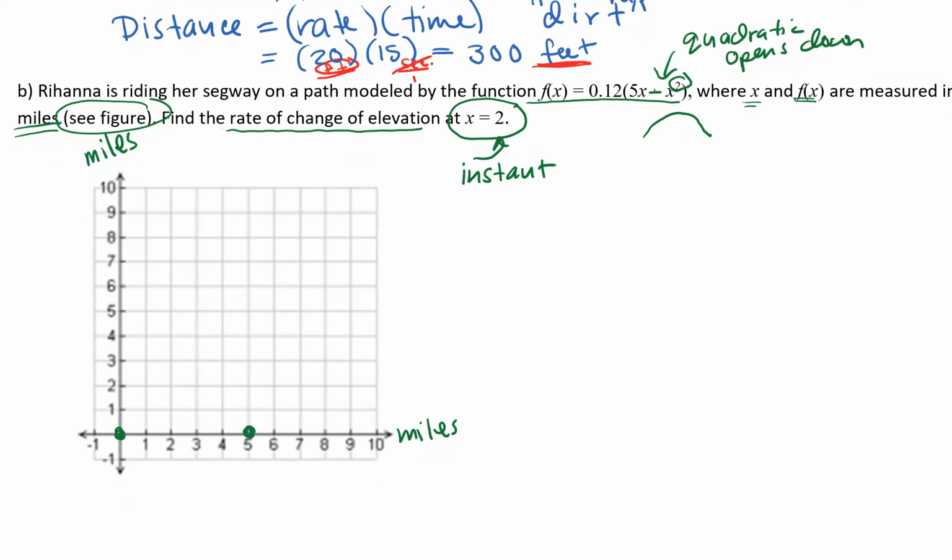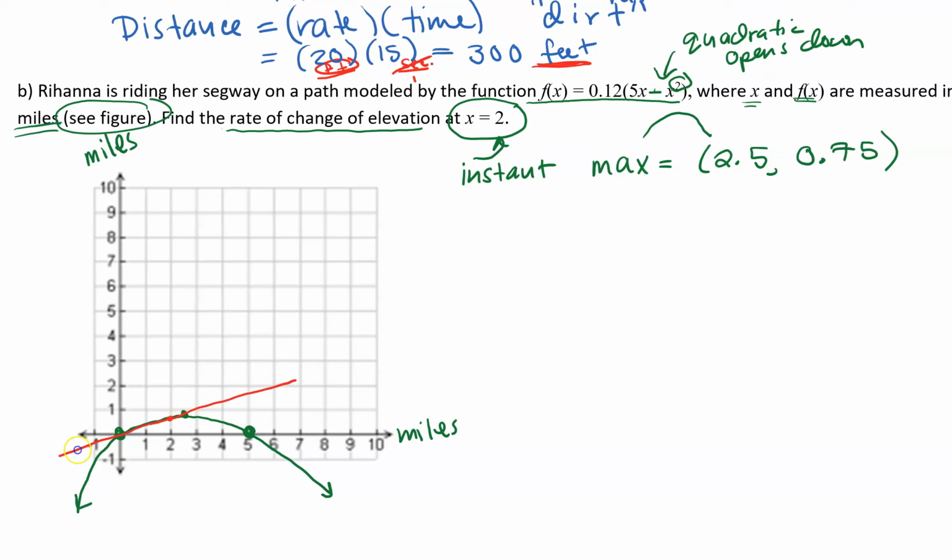And then it has what we call a maximum point at 2.5, comma 0.75. So that would be in between 2 and 3 and up just before 1. And then it's going to open down. Okay, so there's a rough sketch of our figure. And it wants us to find the rate of change of elevation at x equals 2. So right here, it just wants us to figure out what's the slope of this curve.